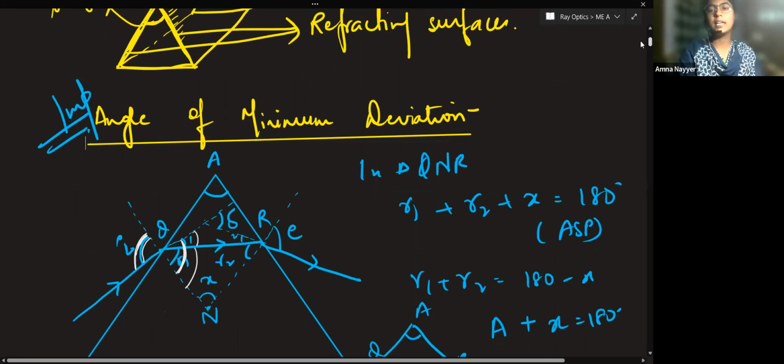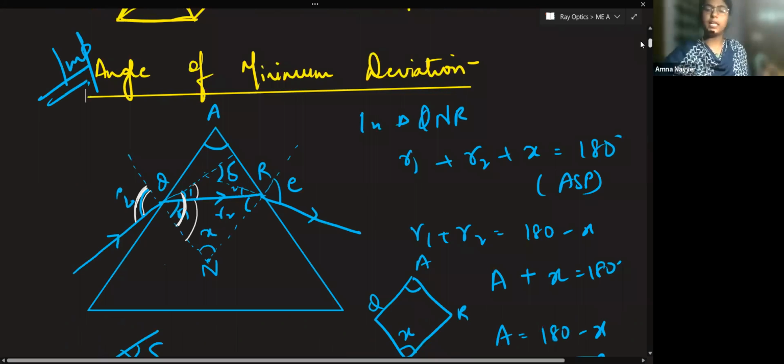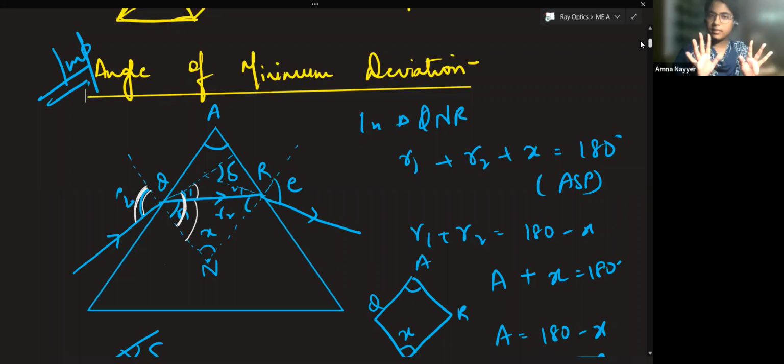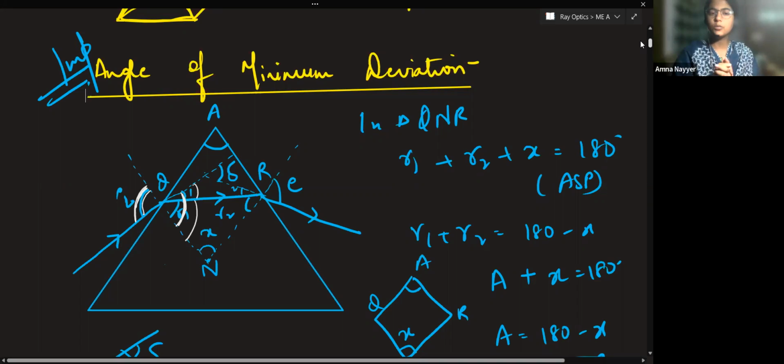Wherever you get stuck, let me know. I'll just repeat the steps quickly so that it is easier for you to revise. Draw this triangle, same things: angle of incidence coming, getting deviated, I is there, E is there, R1, R2, angle 1, angle 2. For R1 plus R2 is equal to A, use the exterior angle property and the quadrilateral property. R1 plus R2 will be equal to 180 minus X, and angle A is also 180 minus X. You will get the equation.